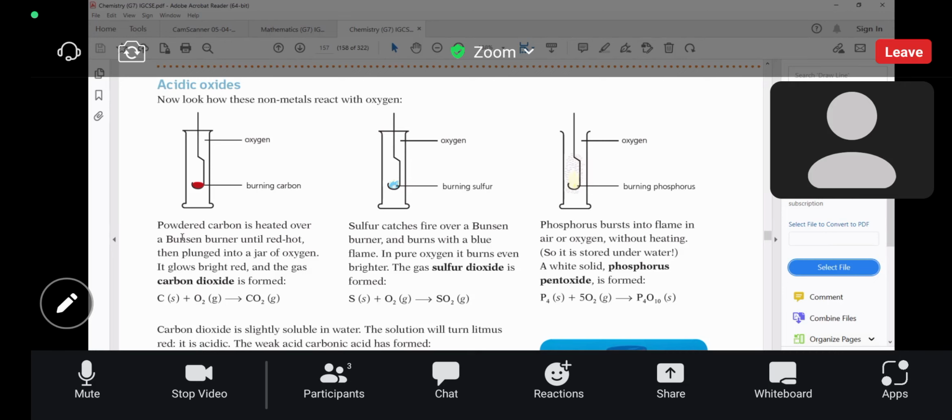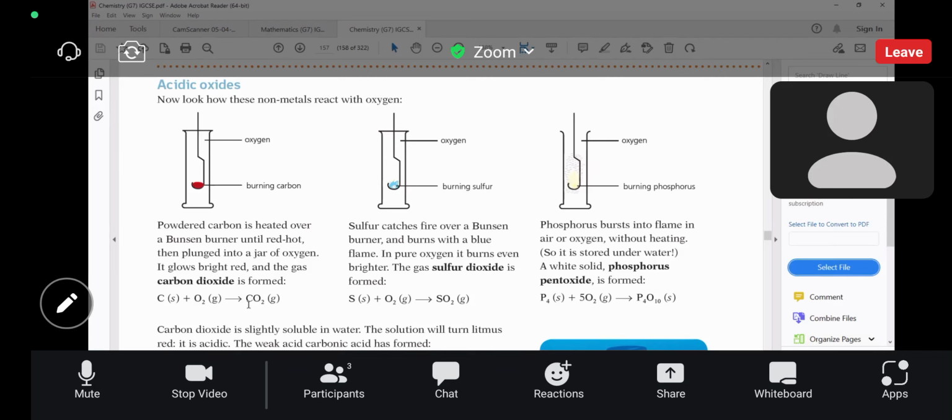Powdered carbon is heated over a Bunsen burner until red hot, then plunged into a jar of oxygen. Initially we heat carbon, after that we plunge the red hot carbon into the oxygen container, and what will happen? It glows bright red and the gas carbon dioxide is formed. Carbon solid reacts with oxygen to form carbon dioxide. Now tell me, is carbon dioxide acidic or basic?